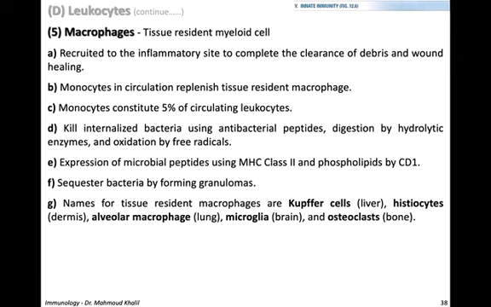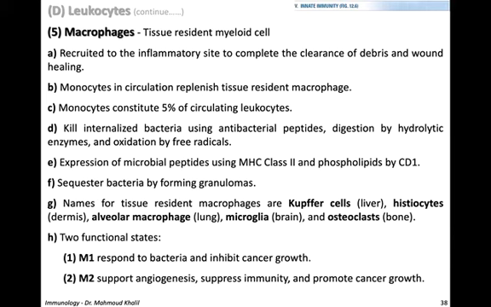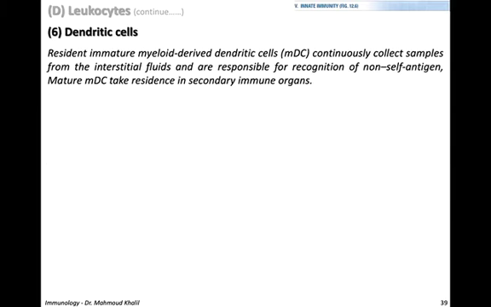The tissue-resident macrophages are named according to the tissue. For the liver, the macrophage is called Kupffer cell. For the dermis, histiocytes. For the lung, alveolar macrophage. For the brain, microglia. For the bone, it's osteoclast. There are two functional states for macrophages, M1 and M2. M1 responds to bacteria and inhibits cancer growth, while M2 supports angiogenesis, suppresses immunity, and promotes cancer growth.